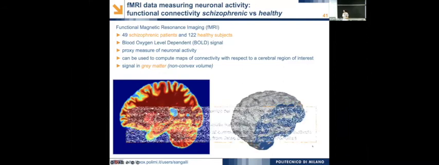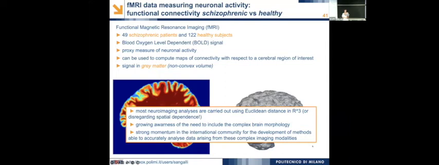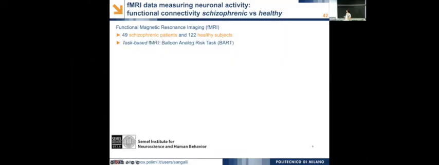And of course, most neuroimaging analysis today is based on methods that rely on the Euclidean distance. And unfortunately, this is not the best we could do. There is a growing awareness of the need to include more and more of our knowledge also of the anatomy of the brain to advance our still limited knowledge of how the brain works. And in that respect, our methods are some first instances of methods that comply with the shape, with the anatomy of the organ.